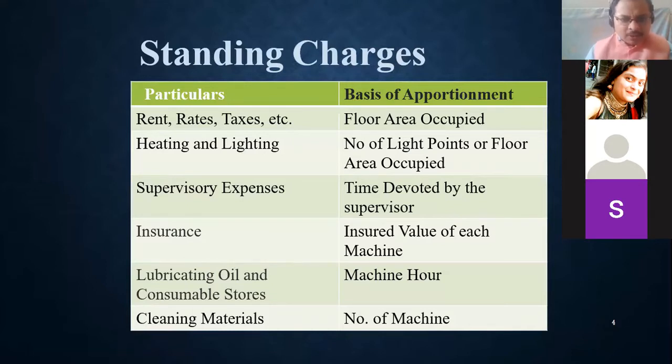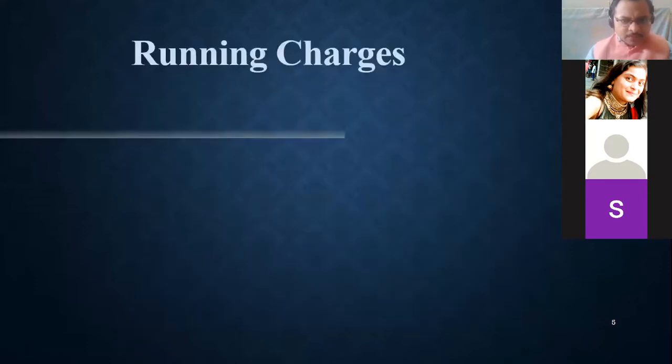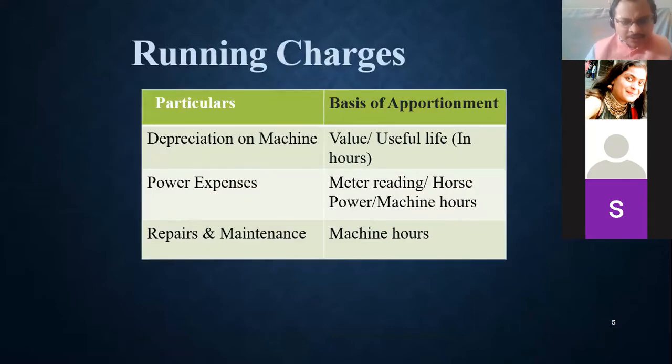Now next is about running charge. So here is the slide for running charge. The examples which come under running charge are depreciation, power consumption, repairs and maintenance. Depreciation, see, we have to find out per hour depreciation, correct? Because ultimately, as I said, we have to calculate machine hour rate. How will we get the machine hour rate?